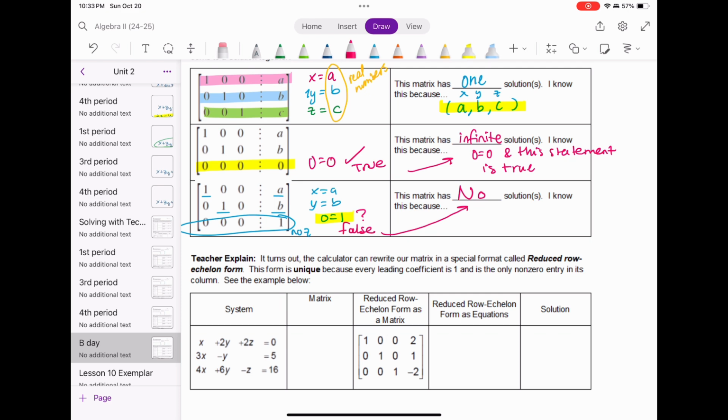So just to do a recap, you're either going to get all variables on the left and numbers on the right, giving you 1 solution. You'll get the last row that has all zeros, meaning infinite solutions, or the last row giving you 0 equals 1, which is false and is no solution.